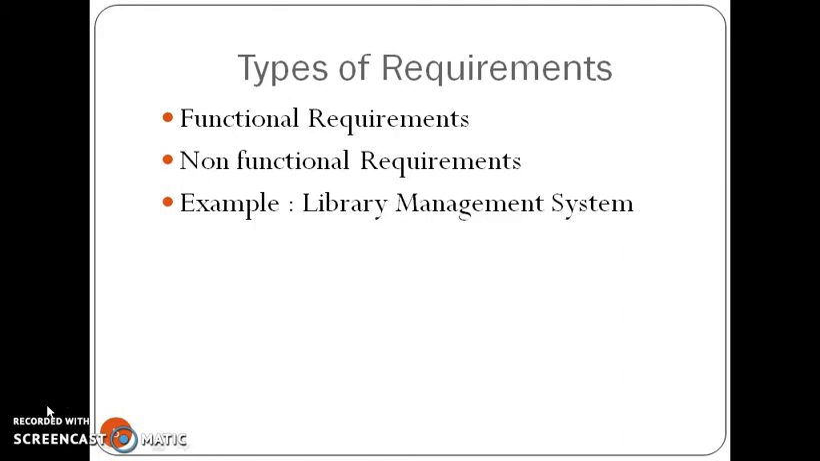For example, for the software of library management system, functional requirements can be librarian can update database for books by adding new books. Librarian can issue books to members. Members can view list of books. Members can view list of books issued to him. Non-functional requirements can be listed as fast and accurate system, 24/7 availability of the system, user-friendly interface.